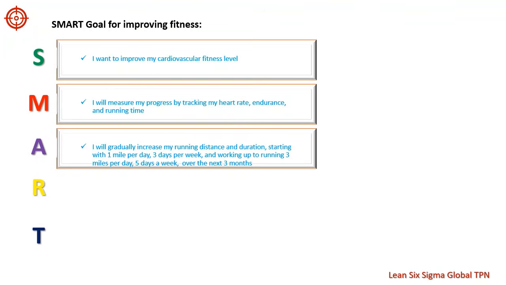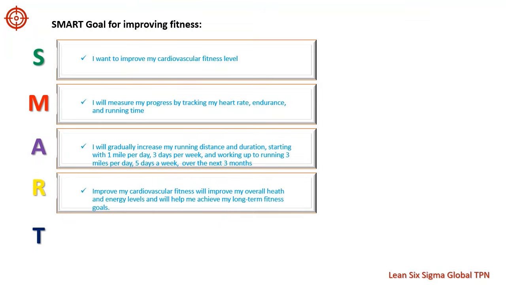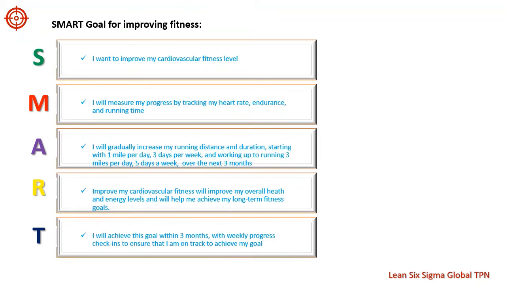Achievable: I will gradually increase my running distance and duration, starting with 1 mile per day, 3 days per week, and working up to running 3 miles per day, 5 days a week over the next 3 months. Relevant: improving my cardiovascular fitness will improve my overall health and energy levels and will help me achieve my long-term fitness goals. And time-bound: I will achieve this goal within 3 months with weekly progress check-ins to ensure that I'm on track to achieve my goal.